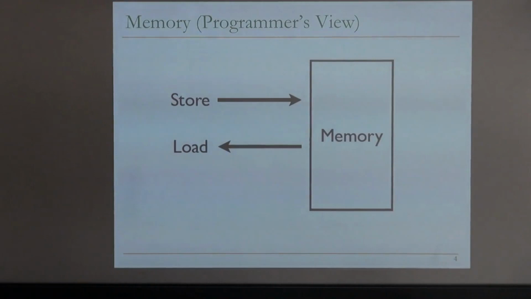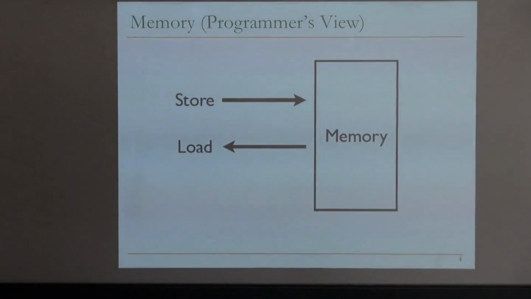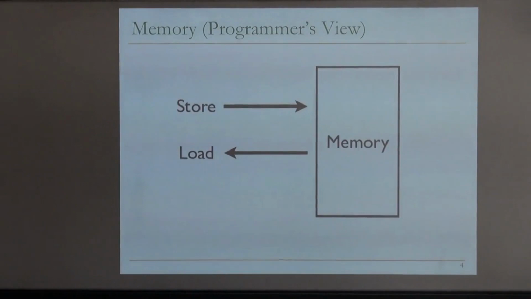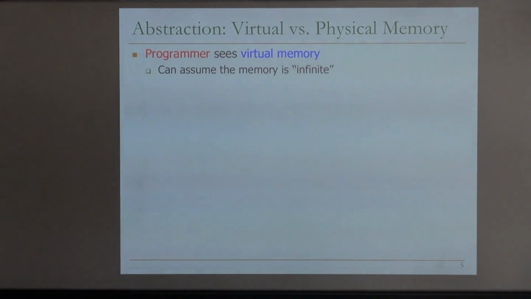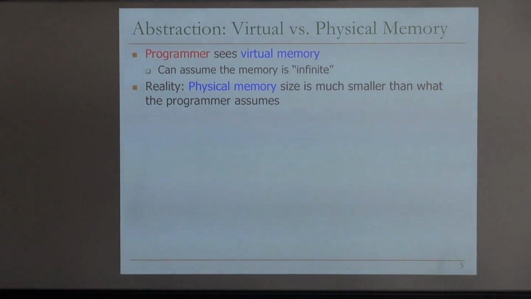It's really to accelerate access to memory, right? That's the key idea. That's what a cache is. But if you look at the programmer's view of memory, it looks like this. You have a chunk of memory, and you do stores and loads to it. That's it. And the abstraction is that the programmer sees virtual memory today in most systems. And as a result, they can assume the memory is infinite. The reality is that physical memory is finite. It's much smaller than what the programmer assumes.